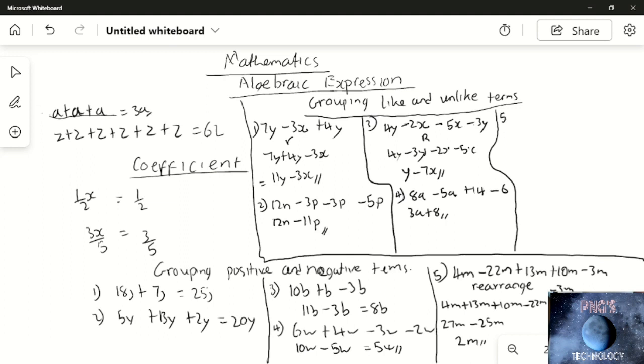Alright, so let's take another example. So let's have a case whereby it seems more complex, but let's analyze it.